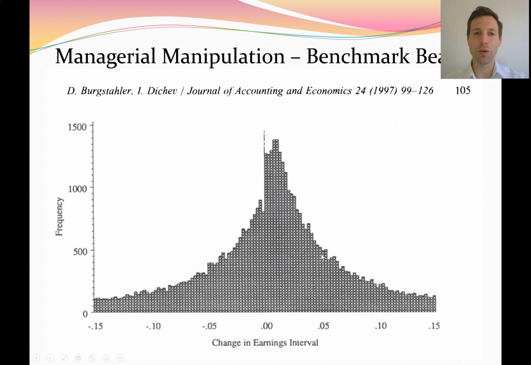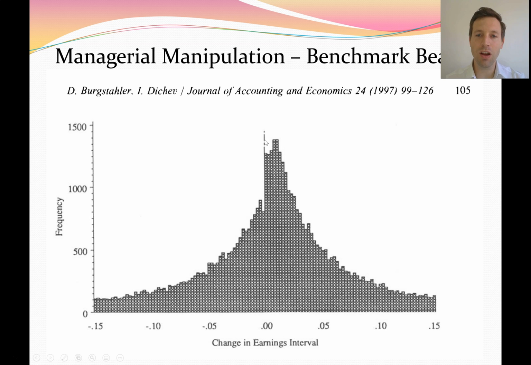This figure here is from a paper by Burgstahler and Dichev, and what they were looking at is this line here is what analysts expect a company's earnings to be. So that is kind of, we predict that next year Qantas is going to make a $1 billion profit. And then we look at if Qantas earned more than that $1 billion profit or less than that $1 billion profit. And they've got a distribution of all the different firms, so a histogram of the firm's earnings surprise.